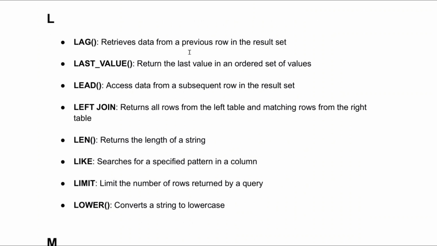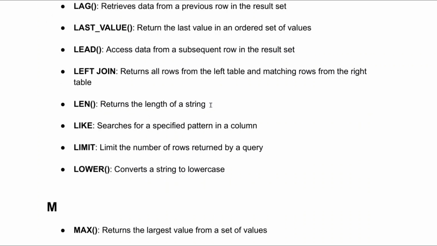Lag retrieves data from a previous row in the result set. Last value returns the last value in an ordered set of values. Lead accesses data from a subsequent row in the result set. Left join returns all rows from the left table and matching rows from the right table.